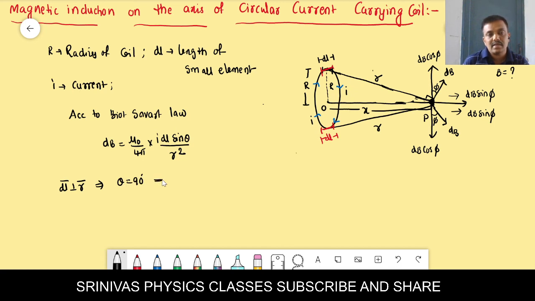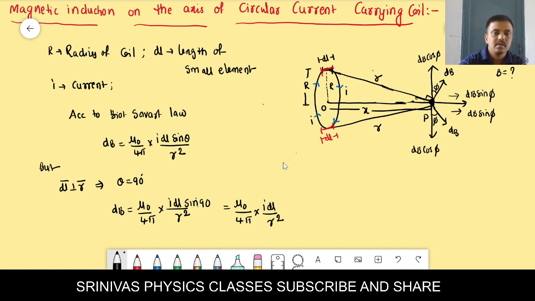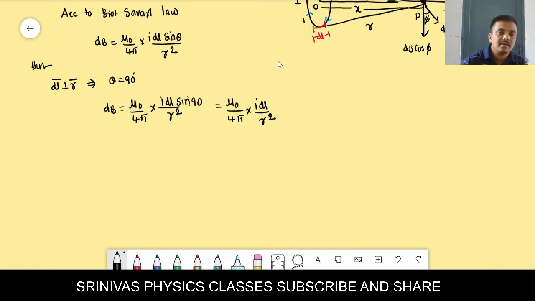When theta is 90 degrees, then we will get the dB formula as mu naught by 4 pi into I dl by r square. The sin theta is sin 90. Sin 90 value is 1, you will get. Then the dB, magnetic induction due to small element, we will get as mu naught by 4 pi into I dl by r square. This we can take as equation 1.